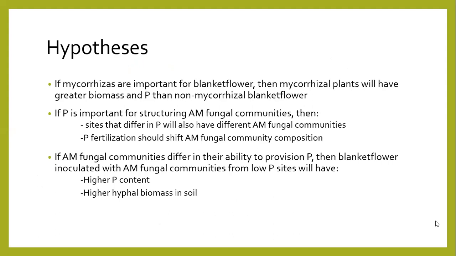So then my hypotheses are, if mycorrhizas are important for blanketflower, then mycorrhizal plants will have greater biomass and phosphorus than non-mycorrhizal blanketflower. Also that if phosphorus is important for structuring AM fungal communities, then sites that differ in phosphorus will also have different AM fungal communities, and phosphorus fertilization should shift AM fungal community composition. And then lastly, if AM fungal communities differ in their ability to provision phosphorus, then blanketflower inoculated with AM fungal communities from low phosphorus sites will have higher phosphorus content and higher hyphal biomass in the soil.